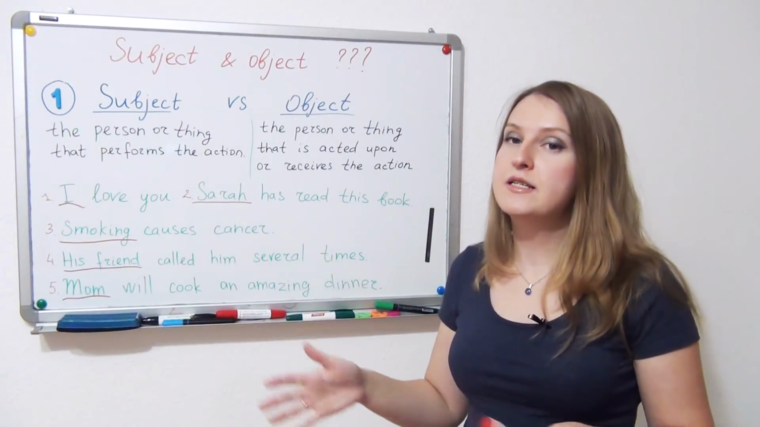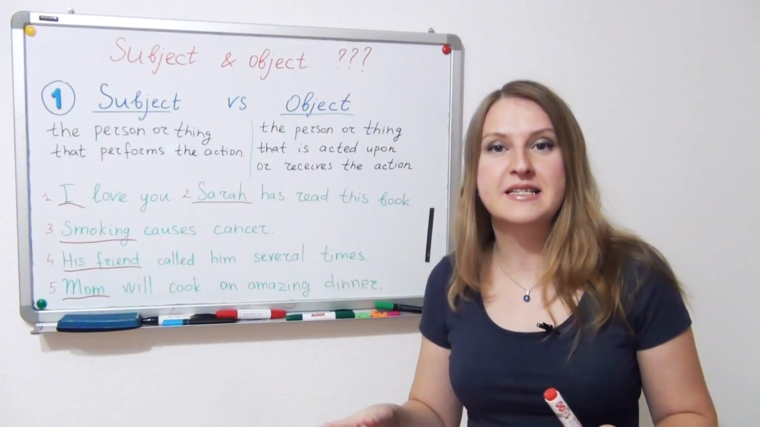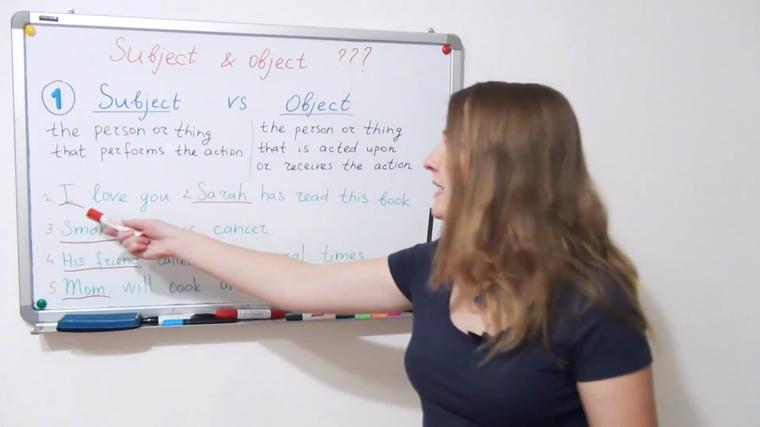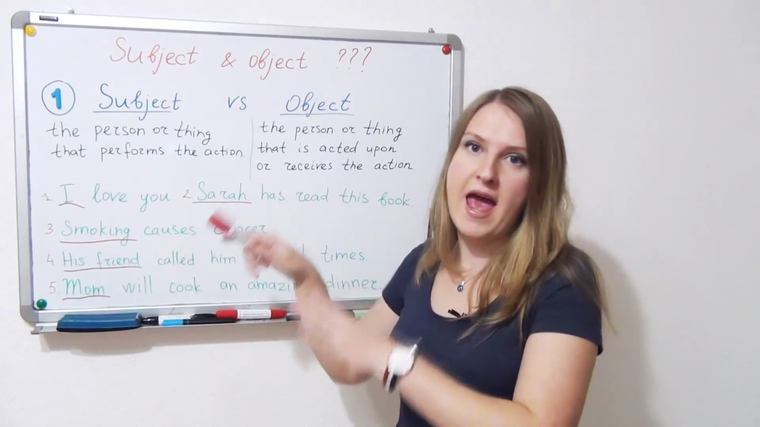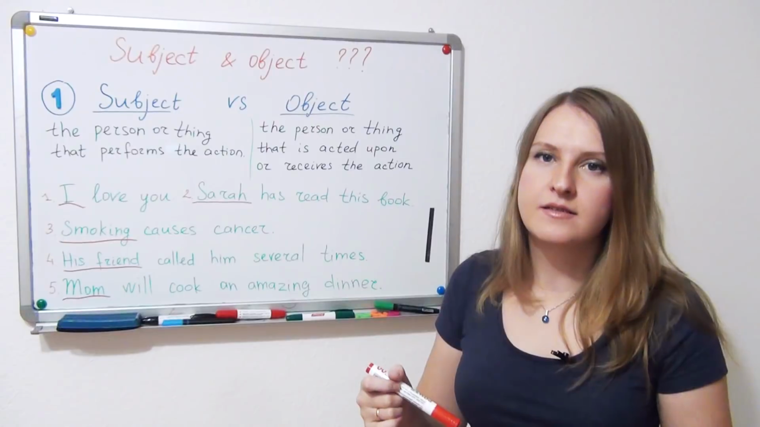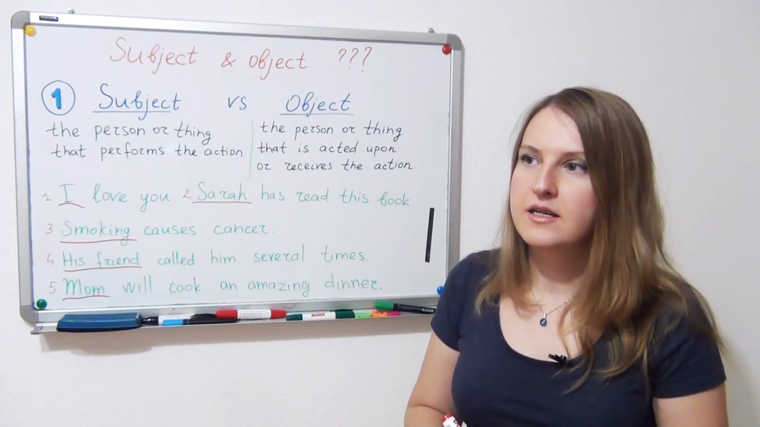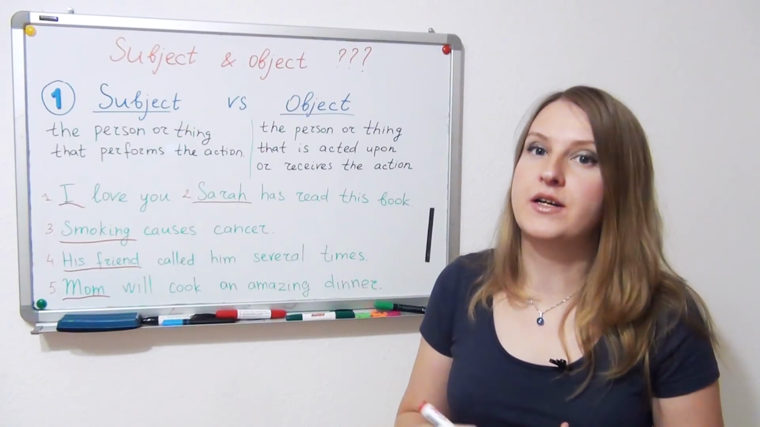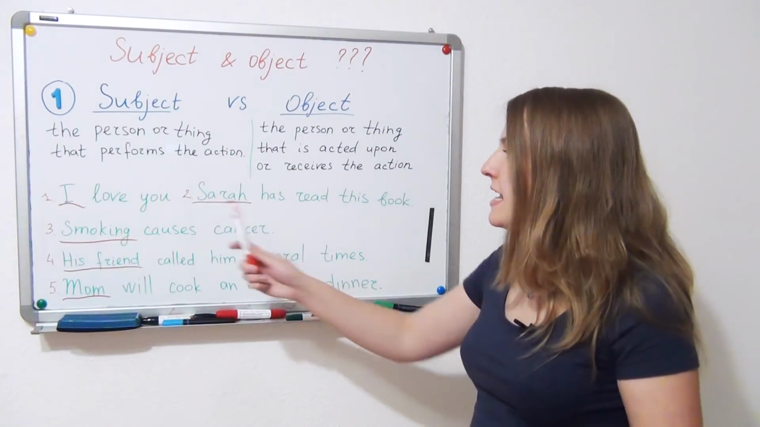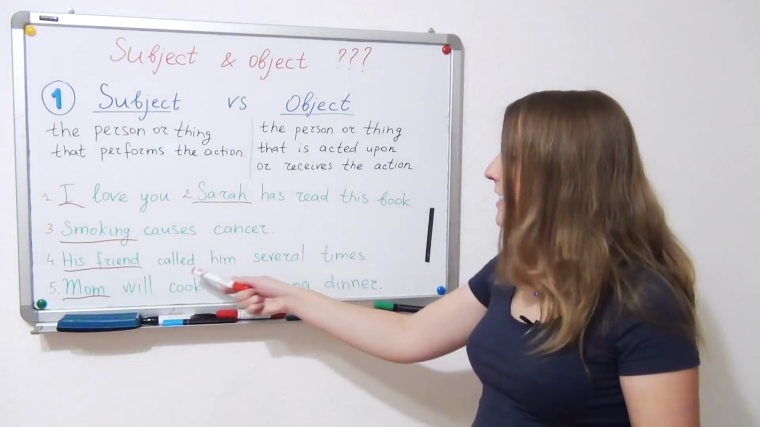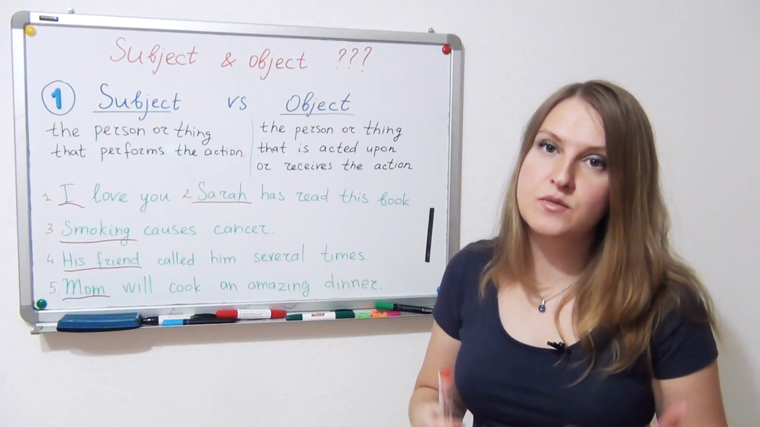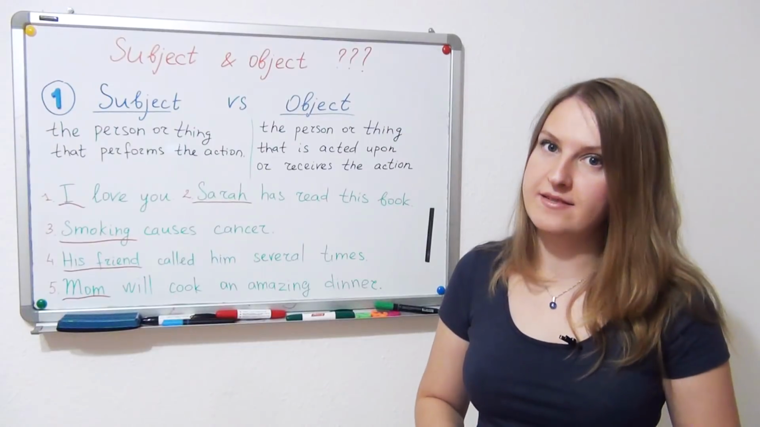Now, as you can see, it is quite common that the subject of the sentence goes at the very beginning of the sentence. Like here, here, here, in every example here. However, you can also add some words at the beginning, that is, adverbial modifiers connected with time or place. For example, you can say, yesterday his friend called him several times. And the subject of the sentence will still be his friend.